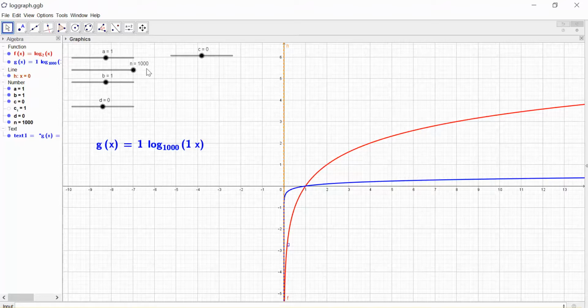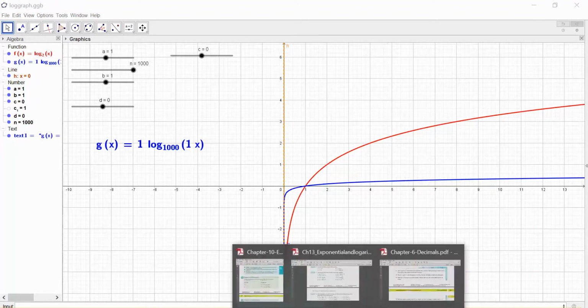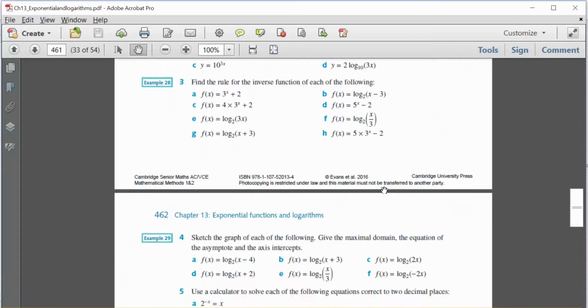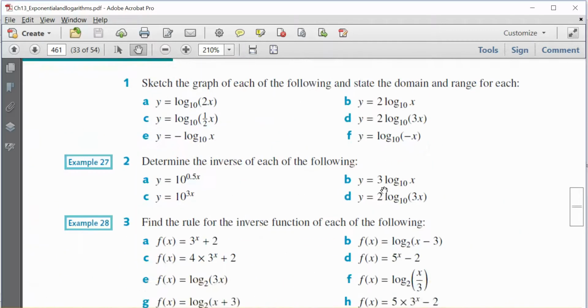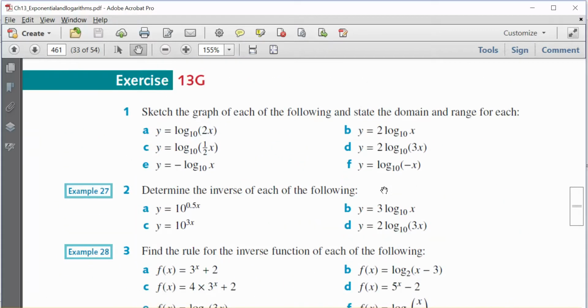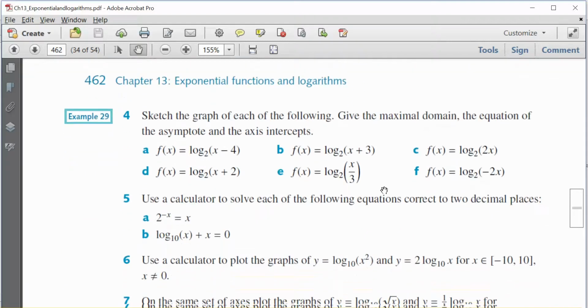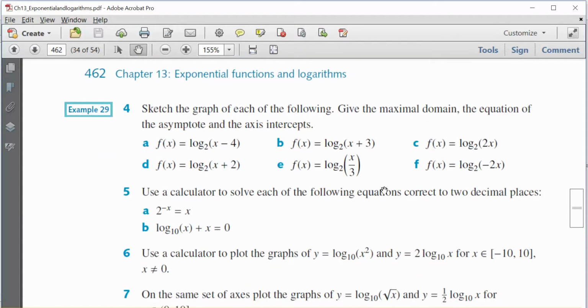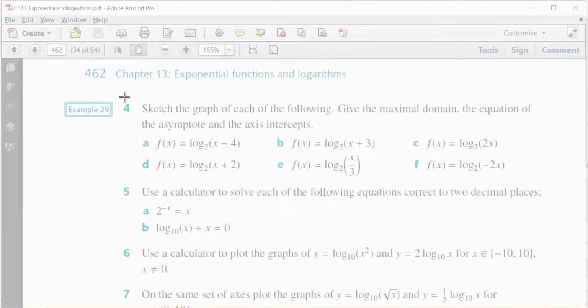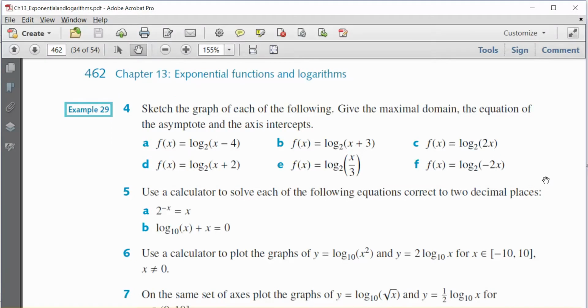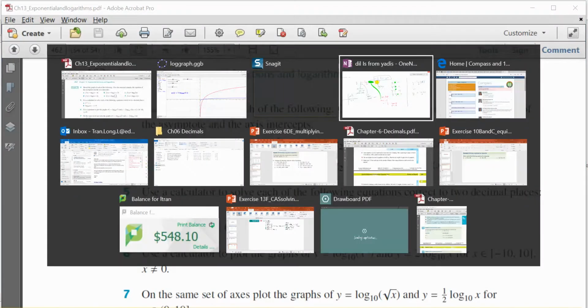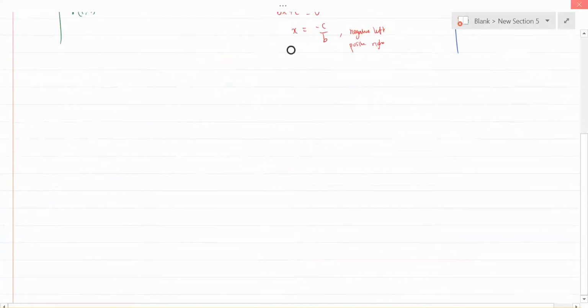Okay? Now, that's 13G, but to add it all together in 13G, I want you to be able to find x-axis intercept, y-axis intercept, which means you have to know the algebra. So let's have a look at a question from 13G. To start off with, you can either start off with 1, but it doesn't have translations there. I want you to start off with 4. So question 4, I'm going to do an example here. I know it's not as hard as the ones I've just shown you in GeoGebra, but I want you to really try to understand the overall concept.